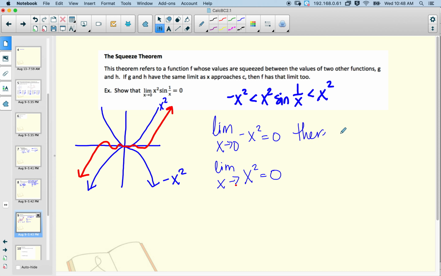So therefore, by the squeeze theorem, I think I lost an E there.